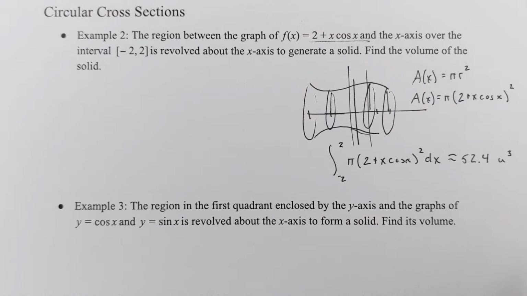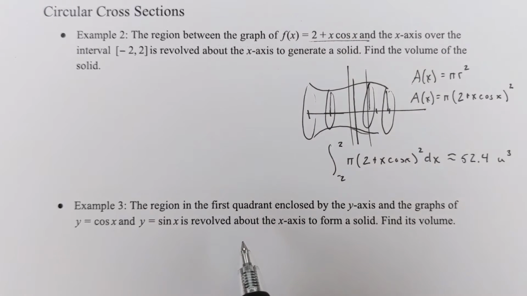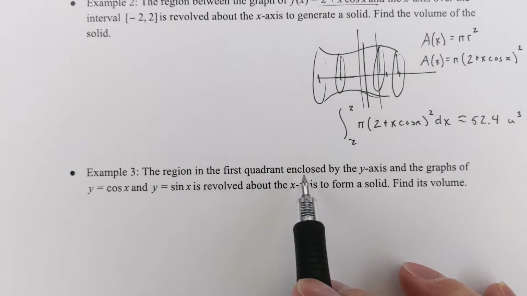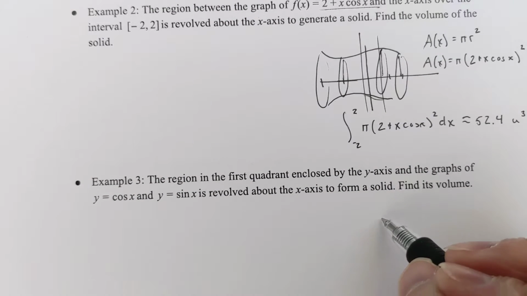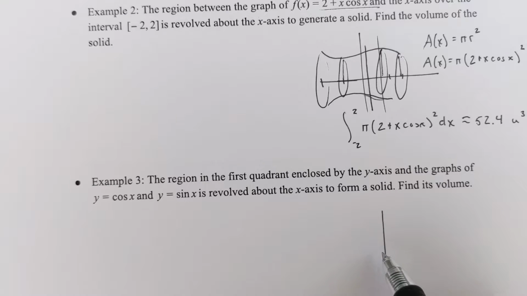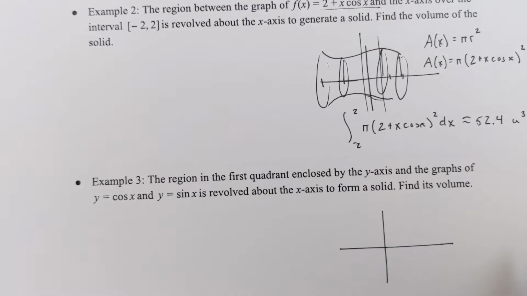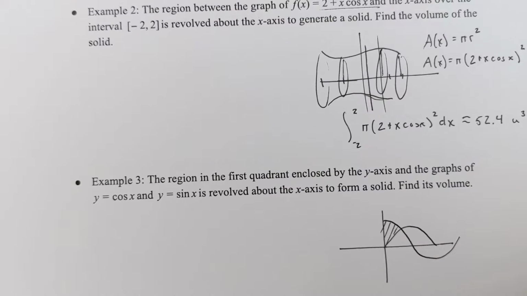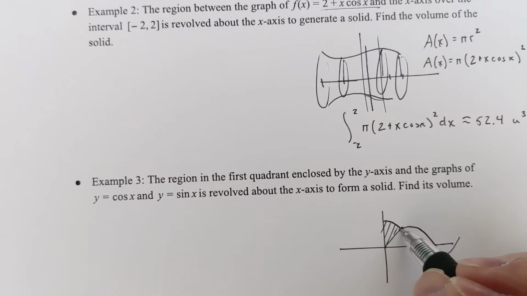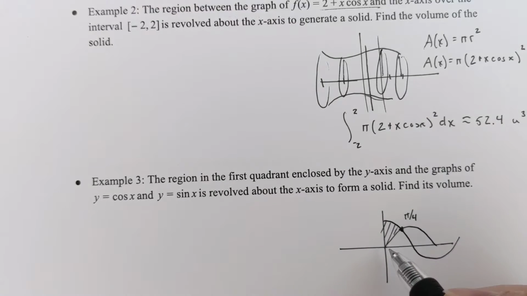Okay, so let's look at this one. Example 3: the region in the first quadrant enclosed by the y-axis and the graphs of y equals cosine x and y equals sine x is revolved around the x-axis to form a solid. So we're only looking over here. Cosine x does something like this, sine x does something like this, so we're looking at that area there. These two meet at pi over 4, so our bounds of integration are 0 to pi over 4.